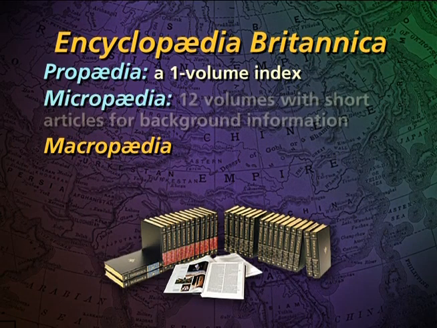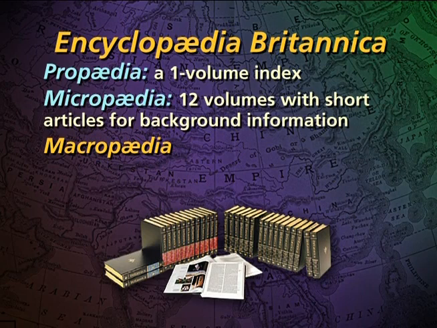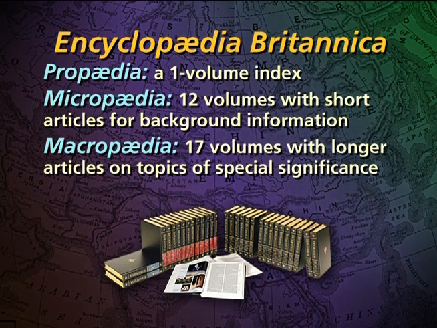The Micropaedia is a 12-volume reference section where you'll find short articles, sometimes just a paragraph or two in length, sometimes a page or so in length, which give basic background information on a particular topic. The Macropaedia is 17 volumes in length, and it contains longer articles about topics that are particularly important. And you may find articles that are 20, 30, 40, 50 pages in length dealing with topics of special significance. Not every topic in the world will be covered in the Macropaedia because most topics aren't important enough to deserve a lengthy article like the ones that appear in that part of the encyclopedia.